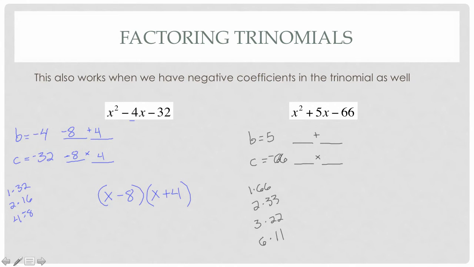Okay, there's my 66. It's negative, so I know one number has to be negative, one number has to be positive. But the difference, they have to be able to add up to 5. And the only combination that has a difference of 5 is this one, 6 times 11. It's positive 5, which means the 11 has to be greater than the 6, which is negative 6. So there we go. So we have negative 6 times 11 gives me negative 66, but negative 6 plus 11 gives me positive 5, and it factors into this right here.